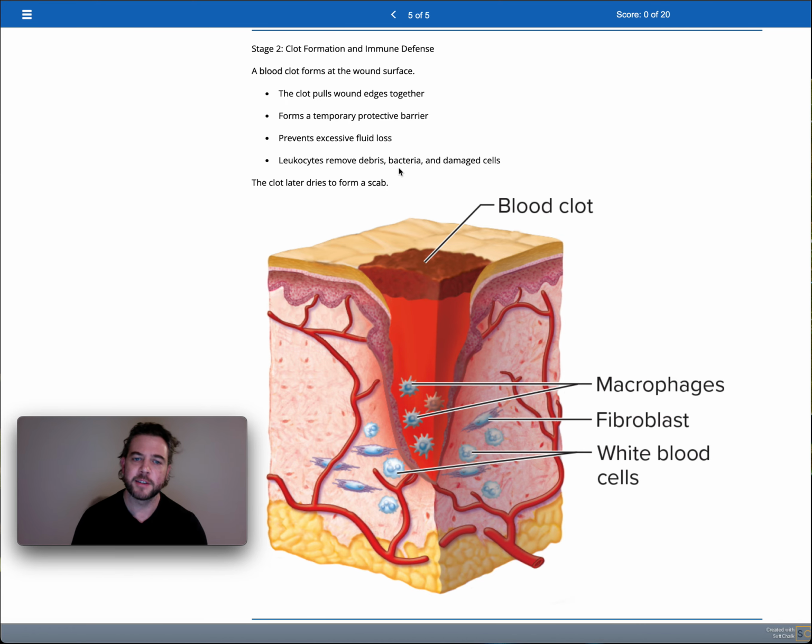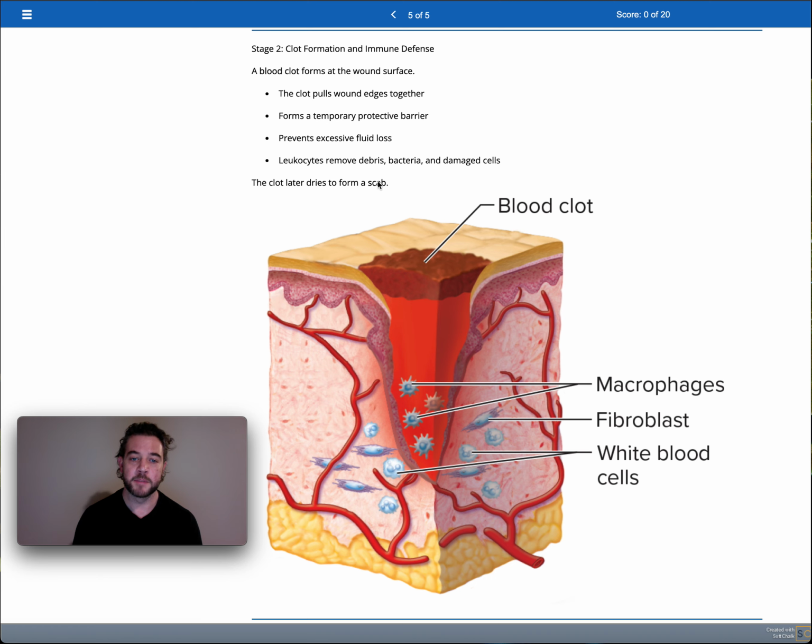It's preventing fluid loss and making sure nothing else can get in, while giving macrophages and white blood cells time to go after any pathogens. They go in there and make sure there are no bacterial cells that are overpopulating.